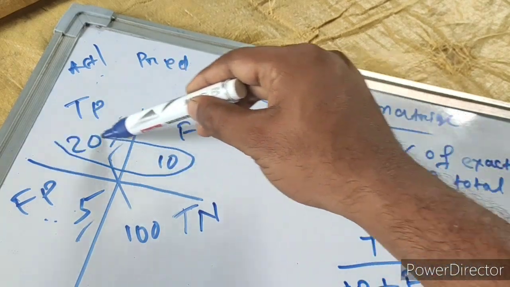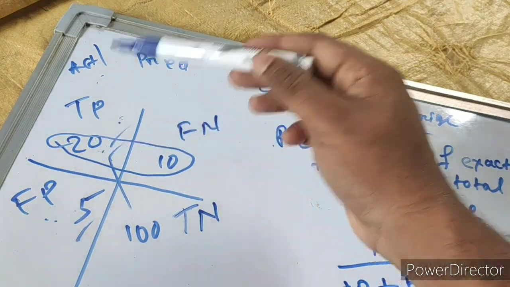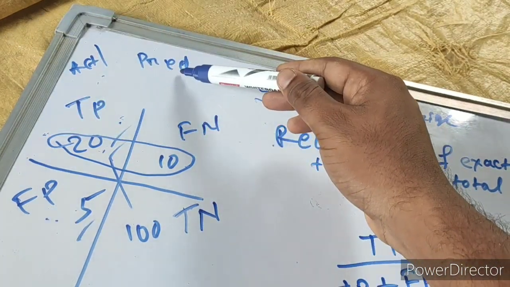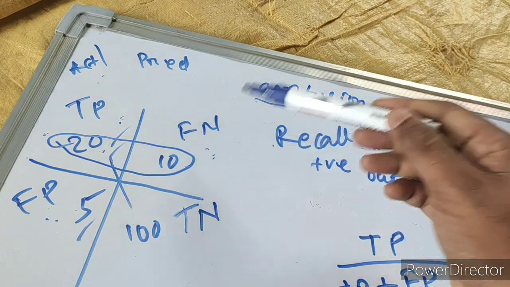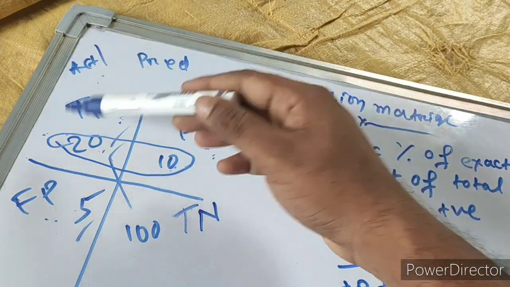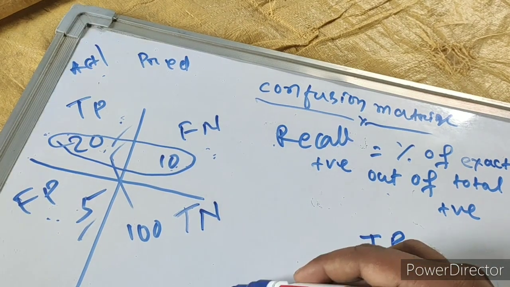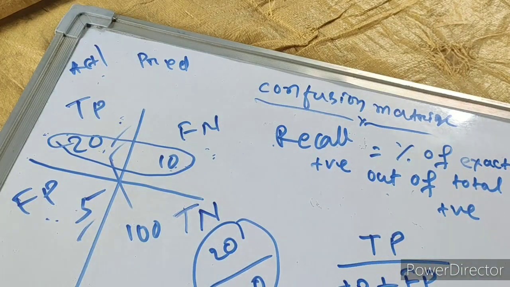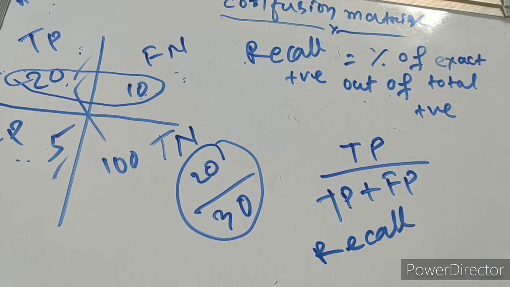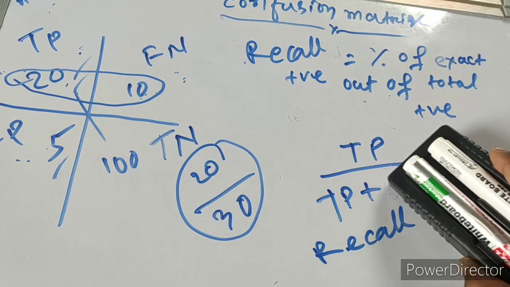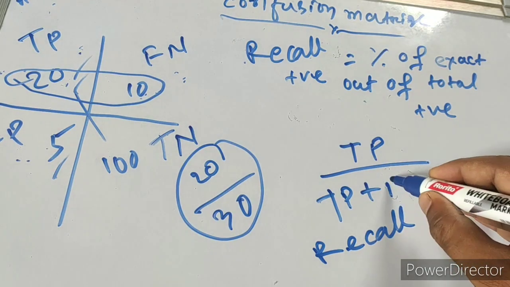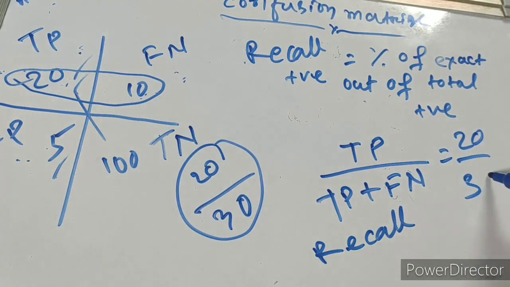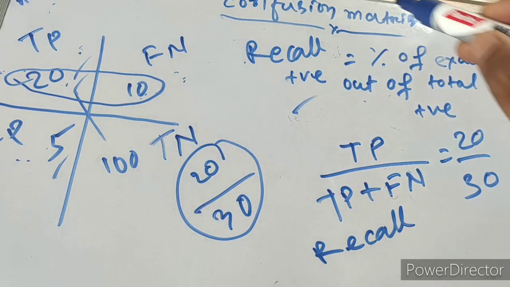Here actual positive is this row. This 20 is actually positive, and these 10 values are actually positive but not predicted positive, so they become false negative. So out of this 30, when we consider this 20, this will be our recall value. So here, in place of false positive, we write false negative: 20 by 30 turns into recall.